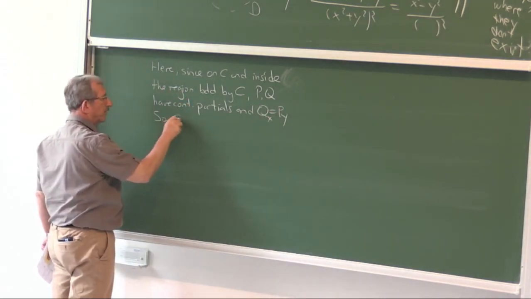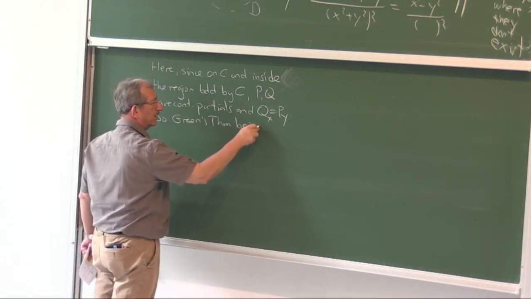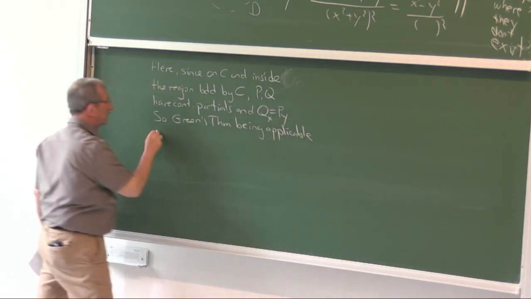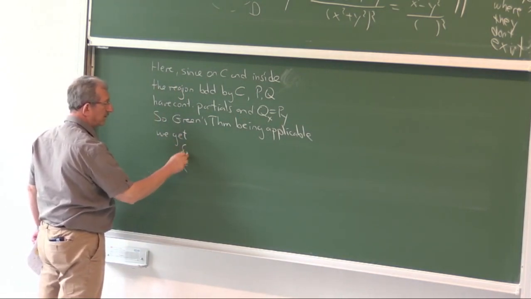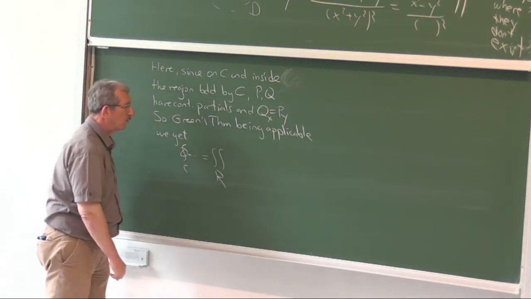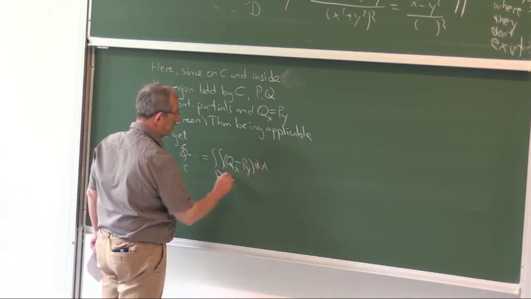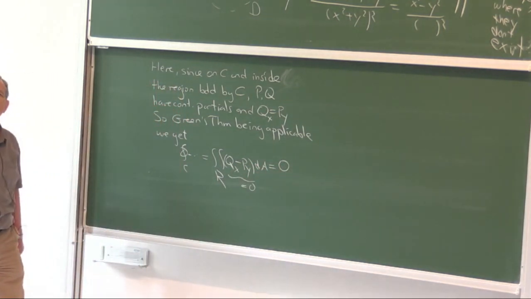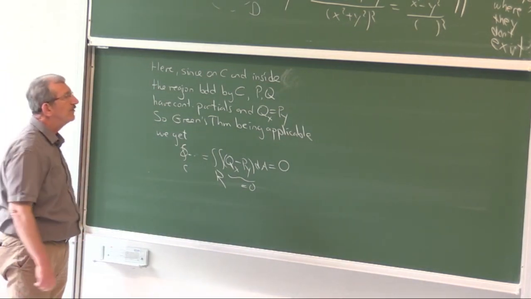So Green's theorem being applicable, we get the integral is the double integral over R of Q sub x minus P sub y dA, but this is 0, so this is 0. Okay, so we are finished. The point is, we could apply Green's theorem.